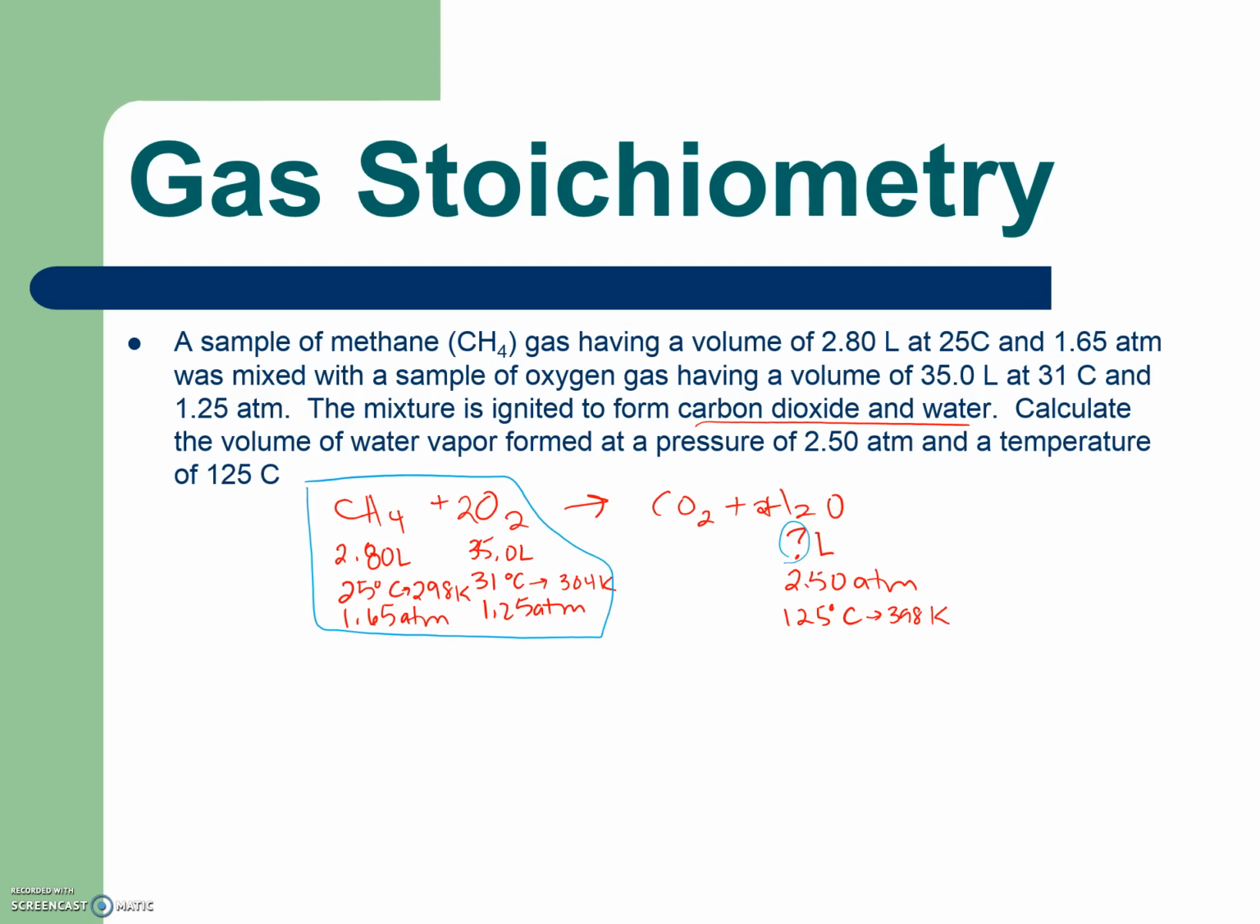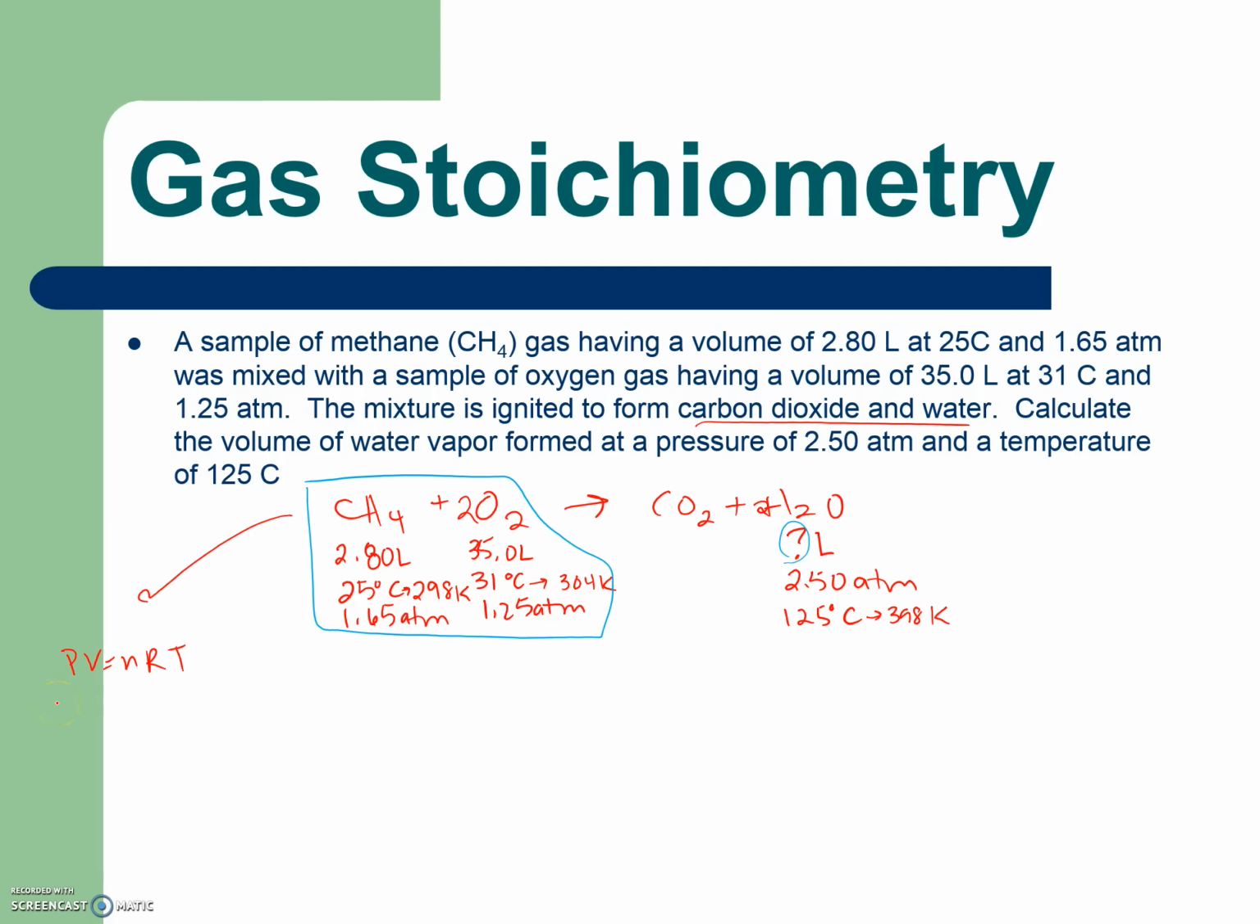Anytime I start a problem off and I have information on 2 reactants, and I have R for both of these, and I have a temperature, the thing that I'm missing here is moles. If I have 2 reactants, I actually have a limiting reactant problem. And so I need to calculate for both of these the number of moles. So I need to do PV equals nRT for my CH4.